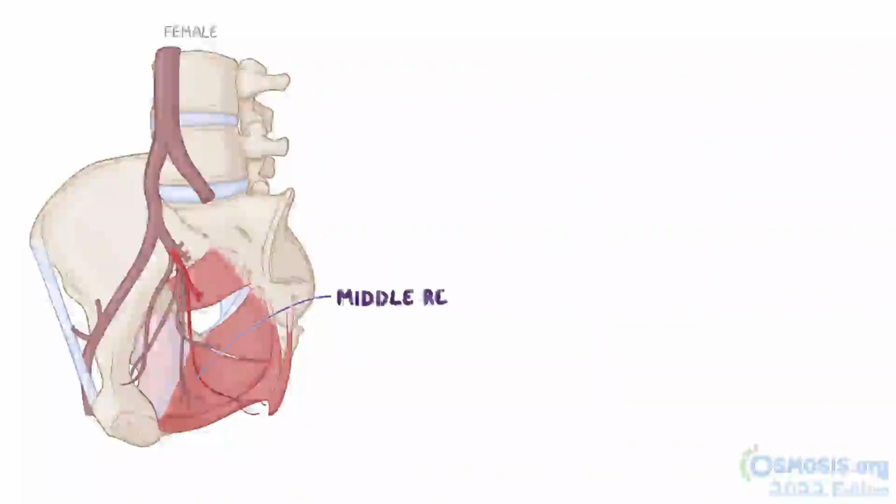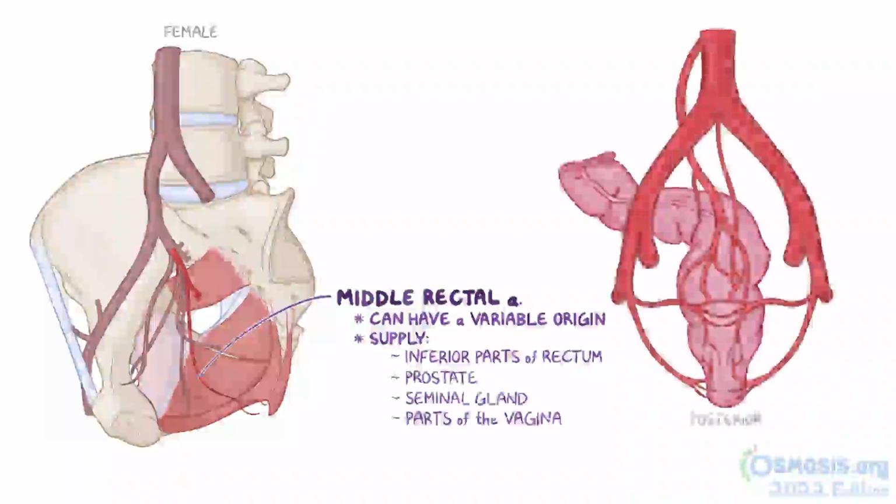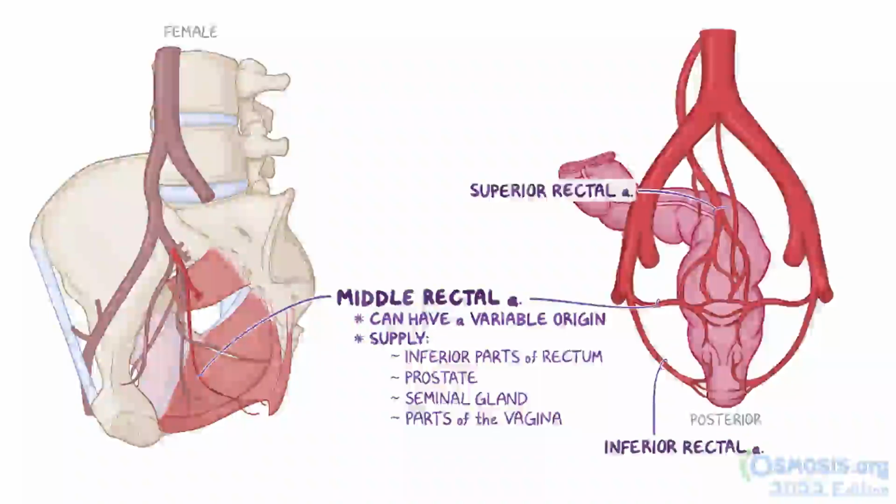Next is the middle rectal artery, which can have a variable origin from the anterior division of the internal iliac artery and descends into the pelvis to supply the inferior parts of the rectum, the prostate, and seminal gland in males, as well as parts of the vagina in females. The middle rectal artery anastomoses with the superior and inferior rectal arteries to supply the whole rectum.